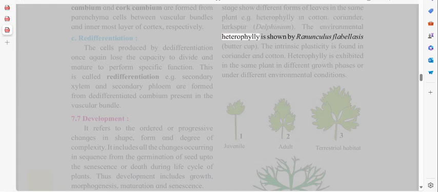Environmental heterophylly is shown by Ranunculus flabellatus, buttercup. The intrinsic plasticity is found in coriander and cotton. Heterophylly is exhibited in the same plant in different growth phases or under different environmental conditions.